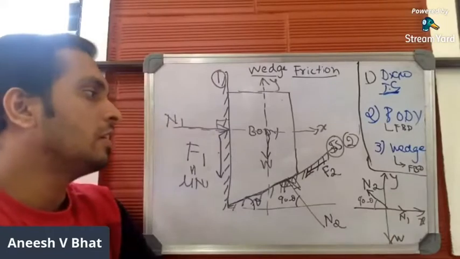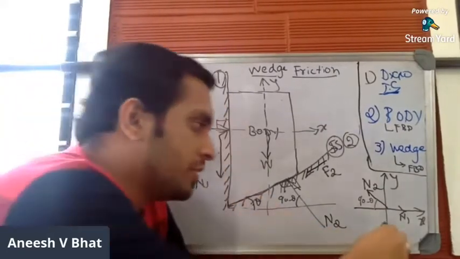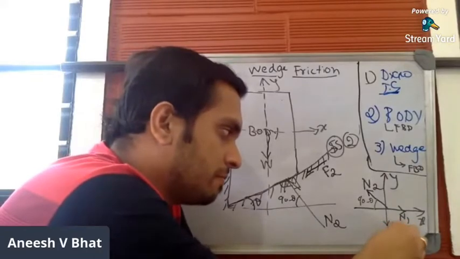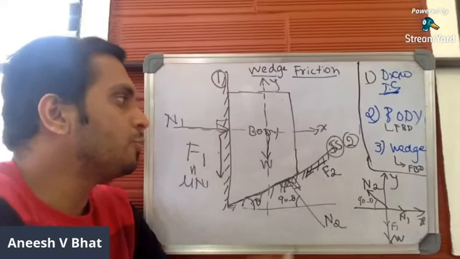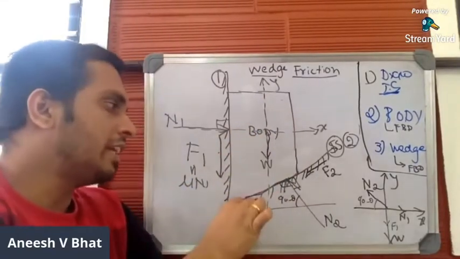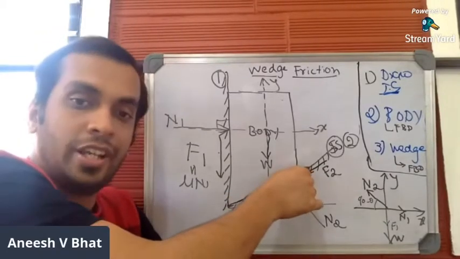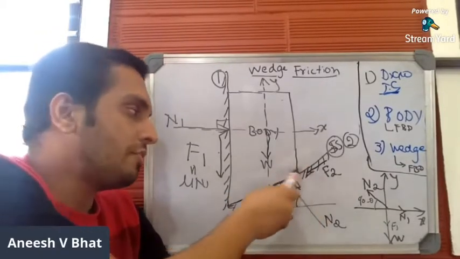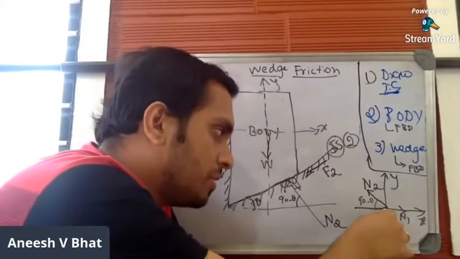Done. Now, F1 can be drawn vertically downwards. F1 can be drawn here, right? And what about F2? F2 can be drawn in third quadrant. And the angle made by F2 with respect to horizontal will be theta because it is tangential to the surface. F2 is tangential to the surface. Surface makes an angle of theta with respect to horizontal. So F2 comes in third quadrant.